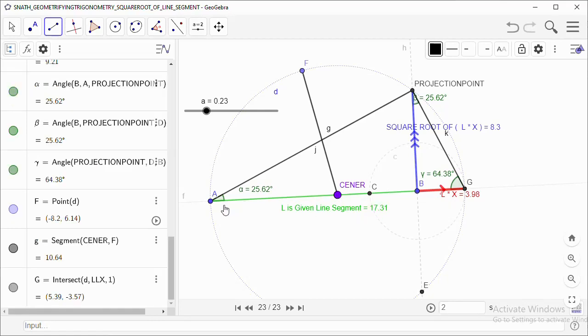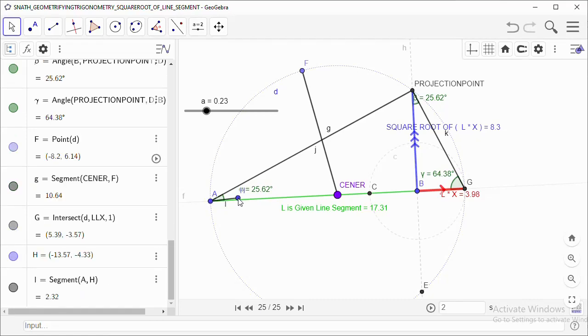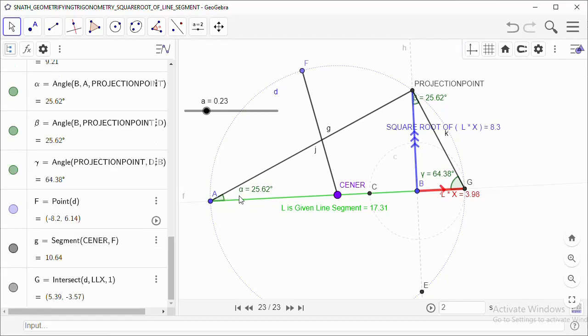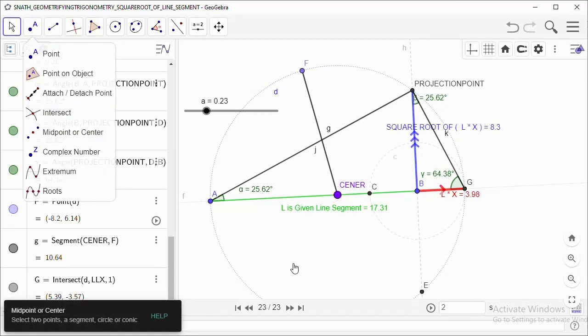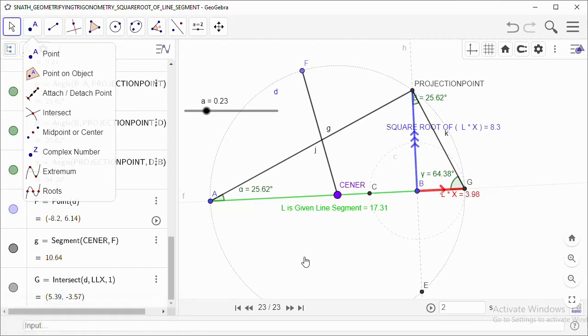Here 17.31 or some other value is wrong. We should take it as a unit length. If this line is of unit length, then this total length is x plus 1, and the midpoint is x plus 1 divided by 2. This is the midpoint. How can we draw it? By using the midpoint tool, or as per the school geometry construction rules, we can get that.